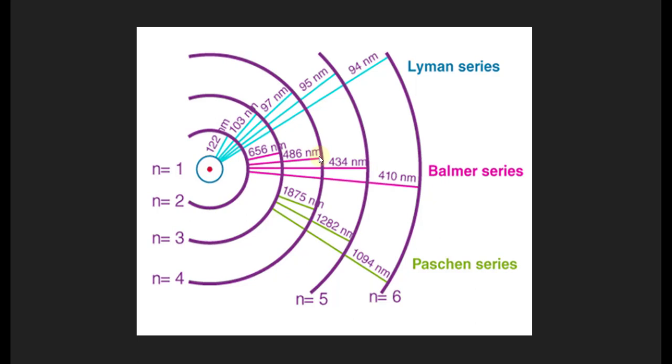When it comes down from the fourth to the second, a 486 nanometer photon. From the third to the second, a 656 nanometer photon. This is a beautiful red photon.